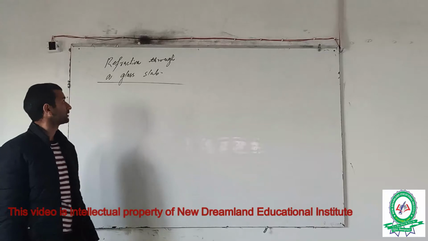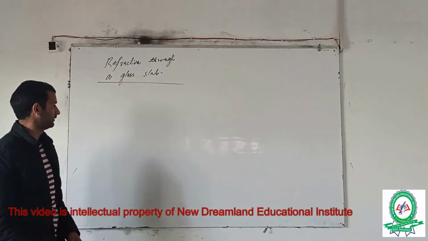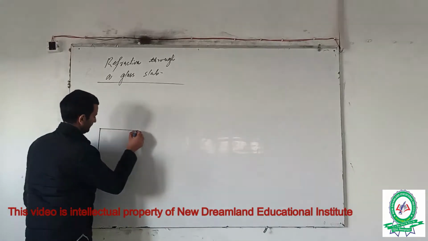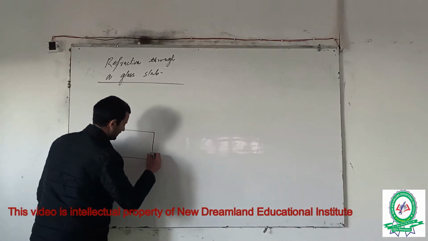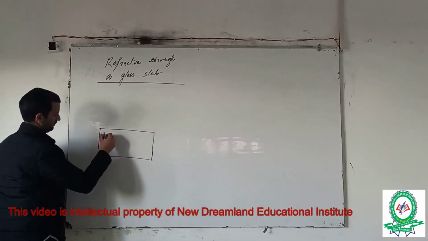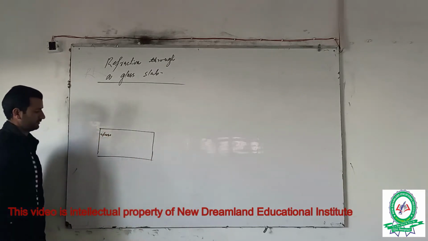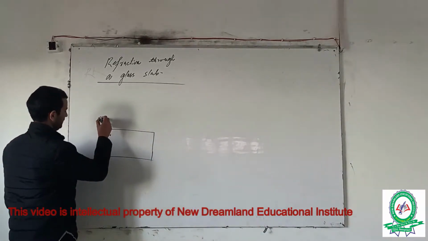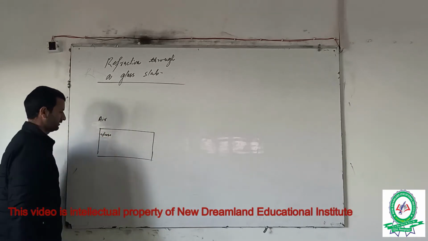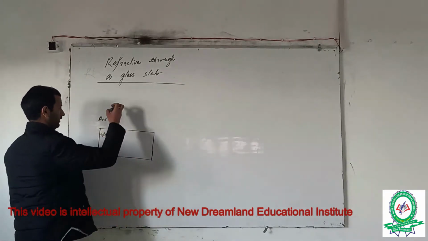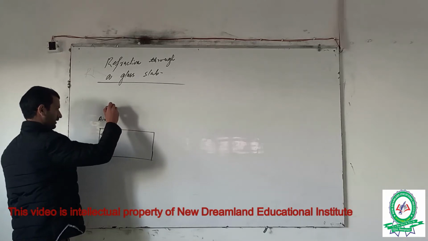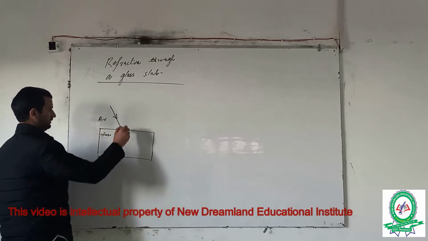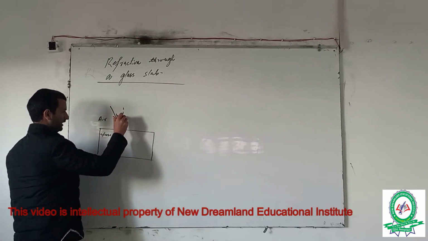Today we'll talk about refraction through a glass slab. So here's a glass slab. So this is the glass slab. And the medium around the glass slab is air. So the outside medium is air and this is the glass slab. So this is the incident ray, that's light initially traveling in air, then it goes into the glass.